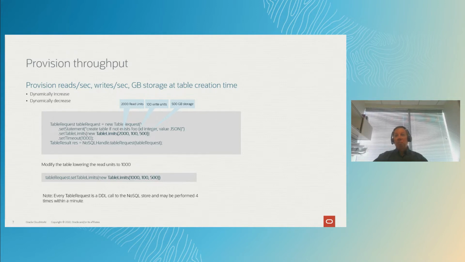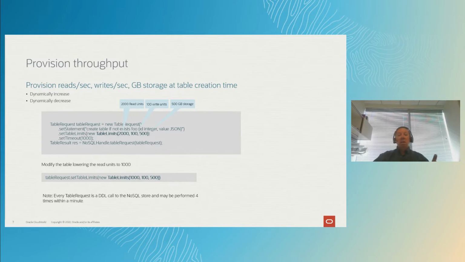So we're doing a table request. We do a set statement to create the table, a fairly simple table here. Then we do a set table limits. That sets the table limits to 2,100 and 500. And then we set a timeout, and then finally we execute that, and then we get the results back in a table results object.